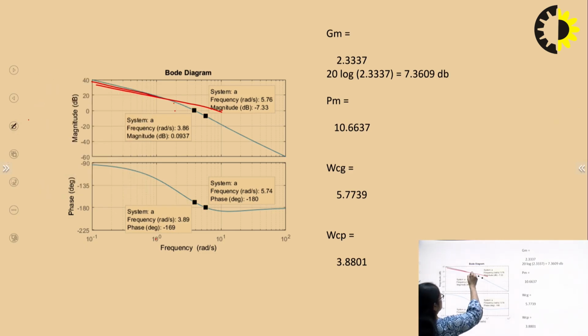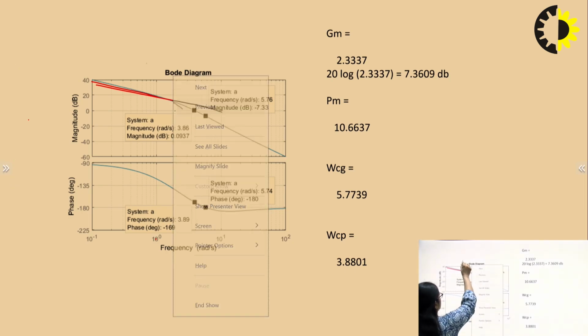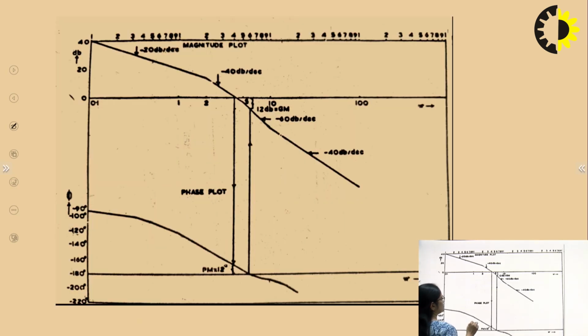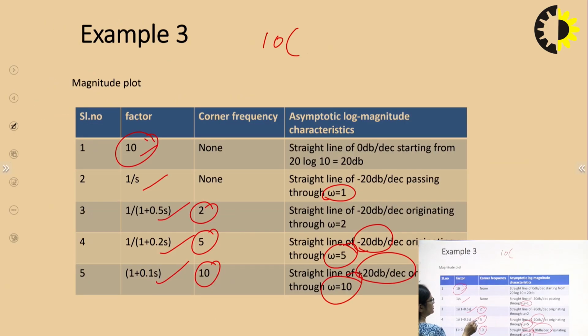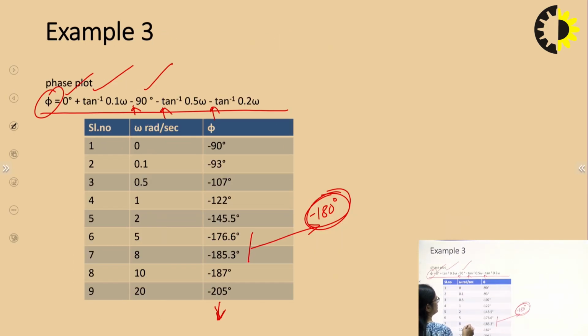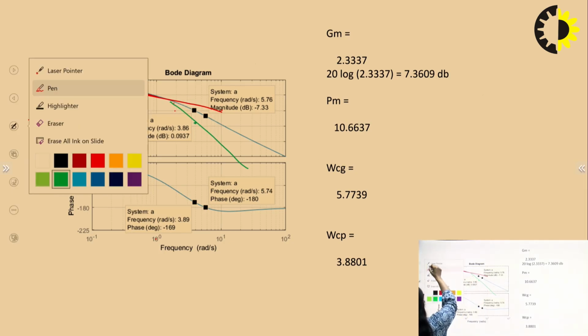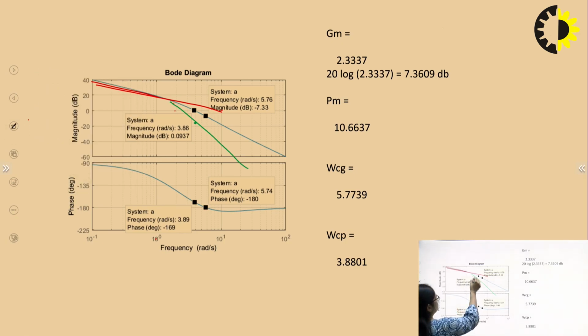The slope will change at 2, and how much? Since it's a pole, so minus 20 dB per decade. So this will be minus 20 dB per decade till what line? Till the next corner frequency, which means till 5. So till 5, this is 1, 2, 3, 4, 5, this line continues.